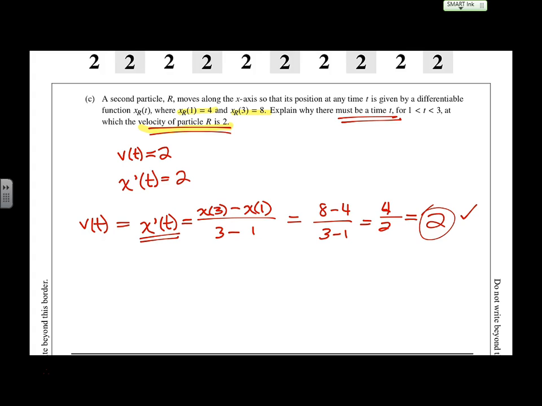Then you should say something to the effect of, since position is continuous and differentiable, which is the condition of MVT, by the Mean Value Theorem there must exist a time, and then just steal their wording, there must exist a time t between 1 and 3 at which x prime is 2, or velocity is 2, either one, since (x(b) minus x(a)) over (b minus a) is equal to 2.